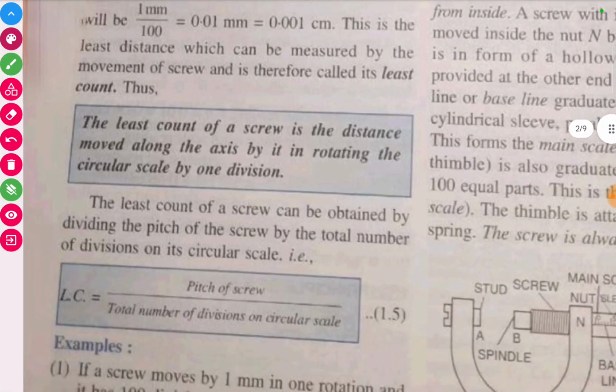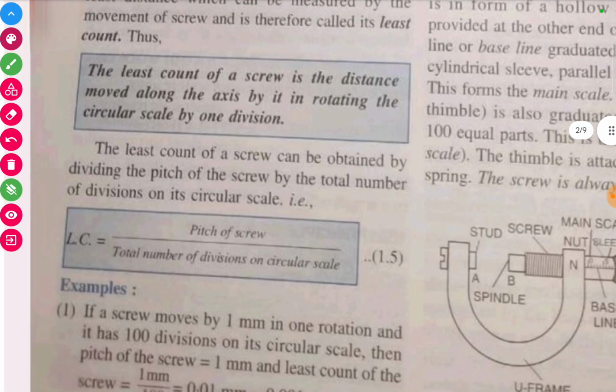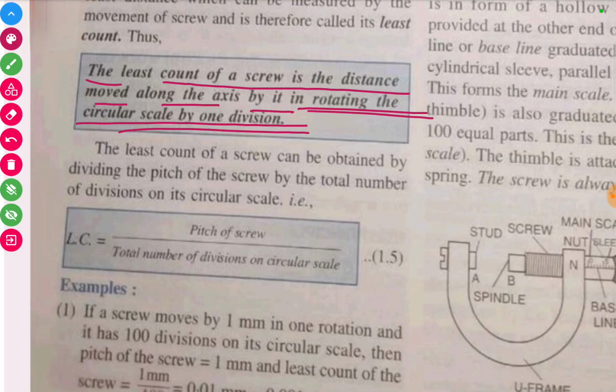Okay, the least count of a screw is the distance moved along the axis by it in rotating the circular scale by one division. So to find the least count, you have to find out the pitch of the screw and the total number of divisions in the circular scale.